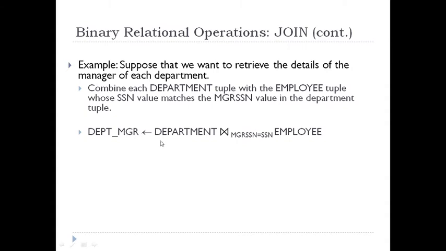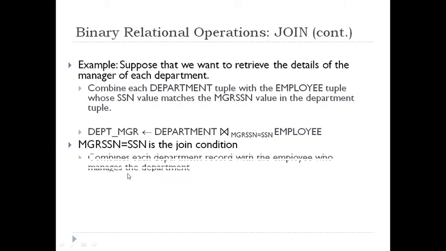So the relational algebra expression will be like this: department join employee based on manager SSN equal to SSN. The manager SSN attribute is in the department relation and SSN is in the employee relation. So based on this condition it will fetch the tuples.